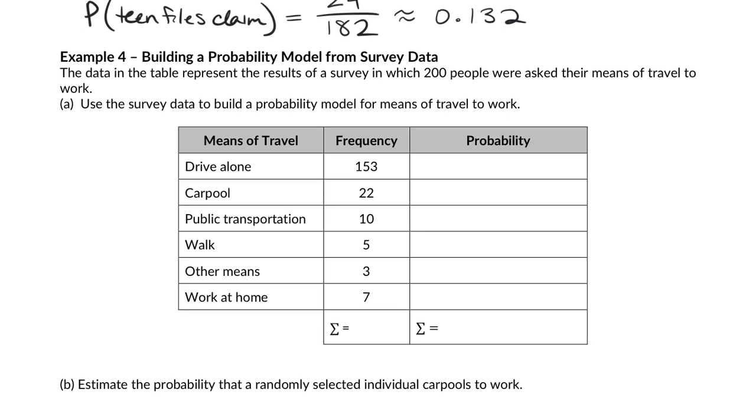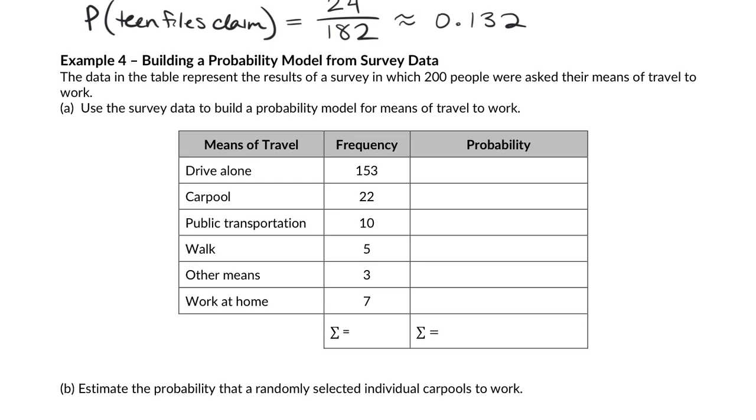Okay, let's see from survey data how to build a probability model. The data in the table represent the results of a survey in which 200 people were asked their means of travel to work. We're going to use this survey data to build a probability model for means of travel to work. Because I'm doing this probability empirically, and I've done the experiment, I need to know how many times I've done the experiment. So I need the sum of this entire row. Now that we know the symbol from the last chapter, I'm going to keep using it. This is just adding up all of the frequencies, which is how many? 200. So we surveyed 200 people and asked, how do you get to work? And here's how they answered.